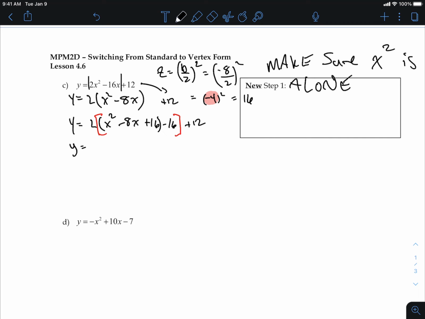Where's the magic number I highlighted in red? You're able to factor the round brackets to take on what? X minus 4 squared minus 16, close the square brackets, plus 12. Last step. Get rid of the square brackets. I see 2 pieces in there.